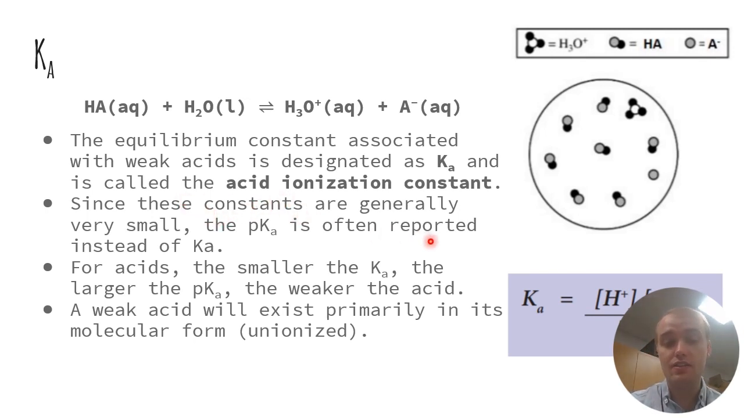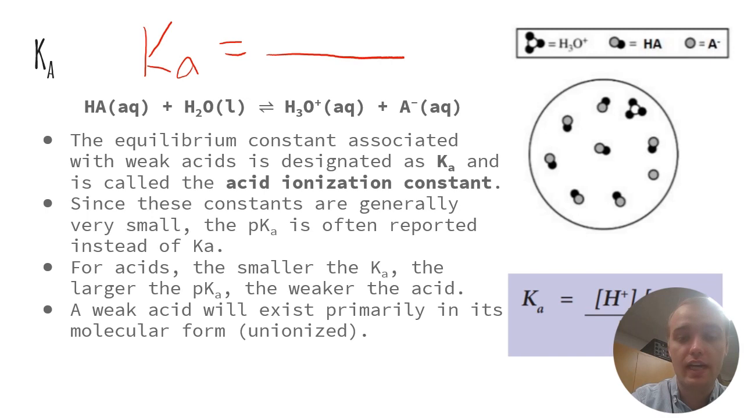To calculate this is just like any other equilibrium constant that we've done previously. I know my head's kind of covering up, so I'm going to write this one out. So the Ka in this case, it's still products over reactants. I have one aqueous product, which is the concentration of H3O+. Here's another one, concentration of A-.